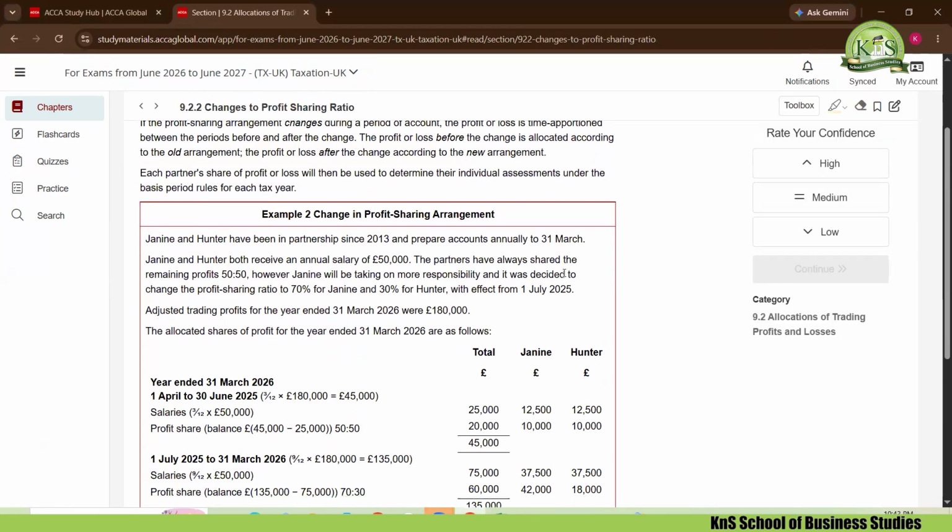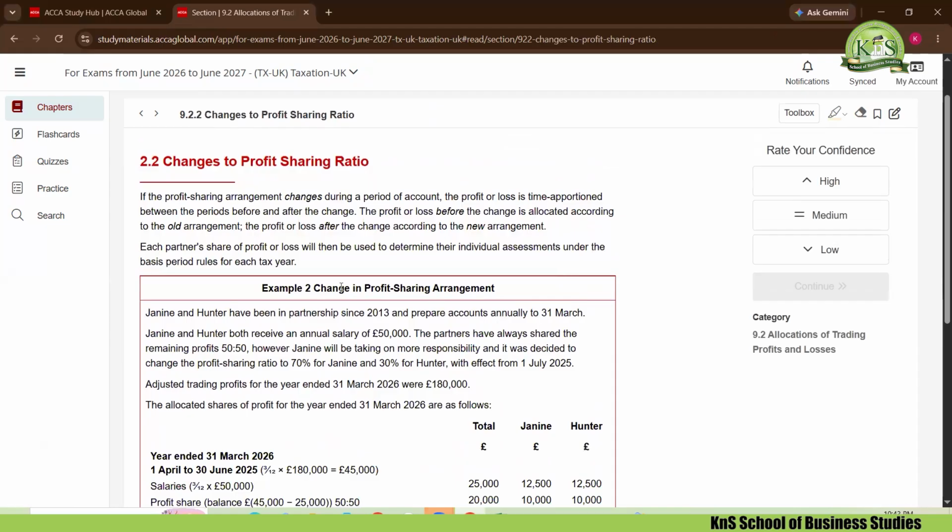Okay, now there comes an event if there is a change in the profit sharing ratio. For example, there are two partners, and they were sharing in the ratio 60/40, but now they have decided that they are going to do it 50-50. So what is going to be the change in the solutions, or how are we going to check that? Let's talk about it.